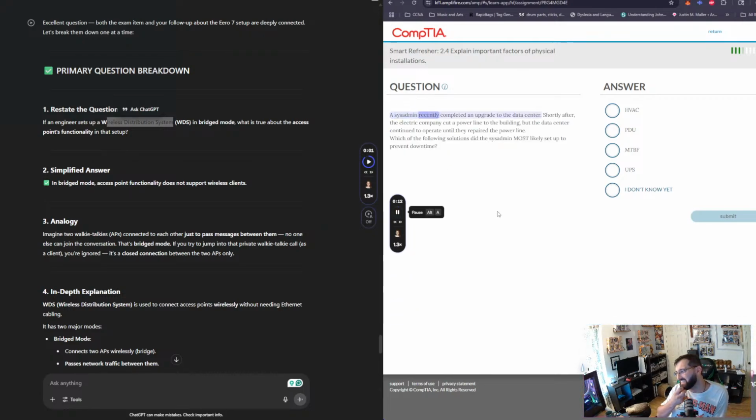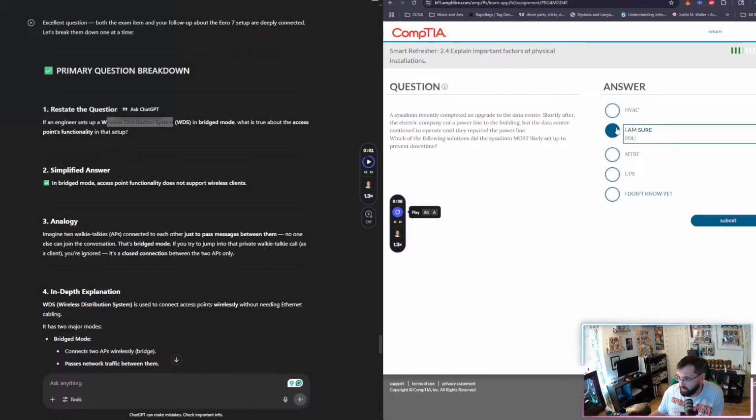A sysadmin recently completed an upgrade to the data center. Shortly after, the electric company cut a power line to the building, but the data center continued to operate until they repaired the power line. Which of the following solutions did the sysadmin most likely set up to prevent downtime? Okay, so there's two different ones of these. There's one where it does dirty power, and there's one where it does clean power. I think the HVAC is the dirty power, and I think the PDU is the clean power. Okay, we're going to come back to it.